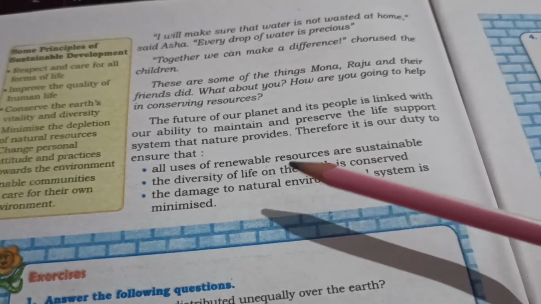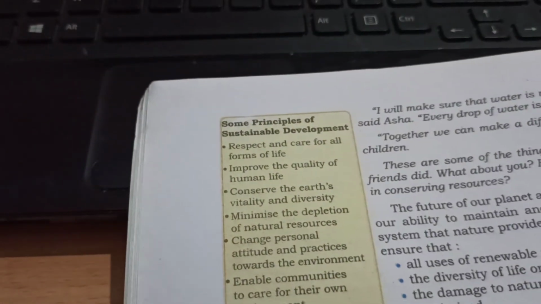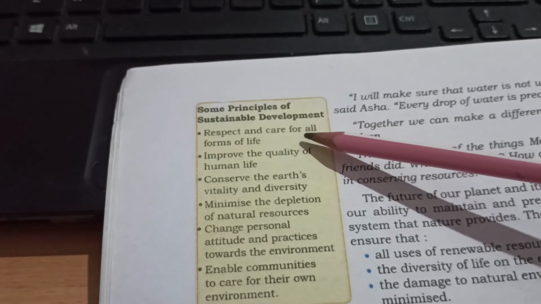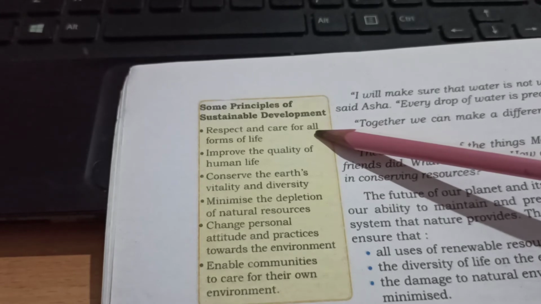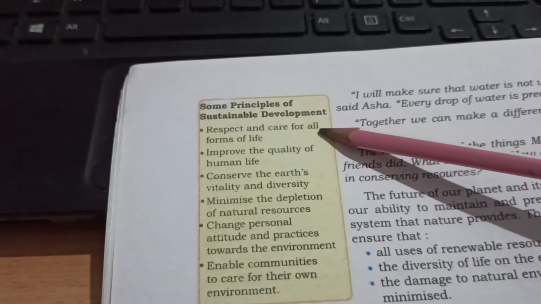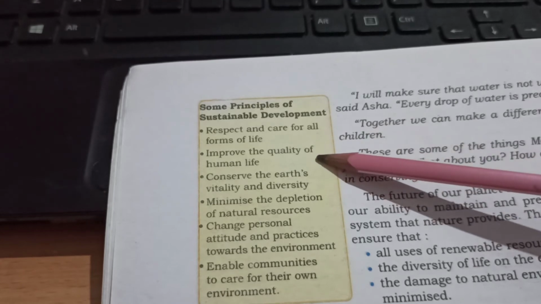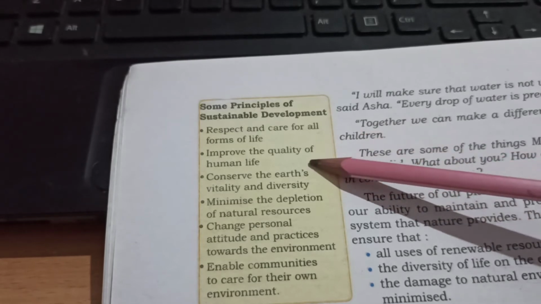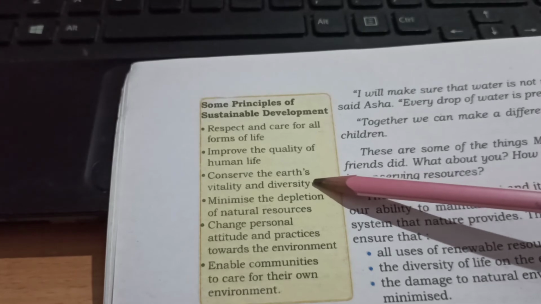Now here, in the textbook they have given some principles for sustainable development. Let's see what those are. The first principle is respect and care for all forms of life. Not only trees, not only animals, even the insects also, because they have their own role in balancing the ecosystem. Next one, improve the quality of human life. If you take care of all those life forms, then it improves the quality of human life. Next, it conserves the earth's vitality and diversity.